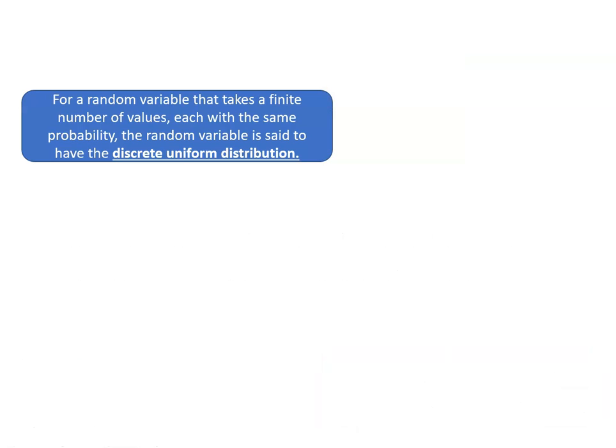First one is we've met the discrete uniform distribution, and that is appropriate when we have a random variable that takes a finite number of values, each with the same probability. So the probabilities are uniform across all of the different possible values.